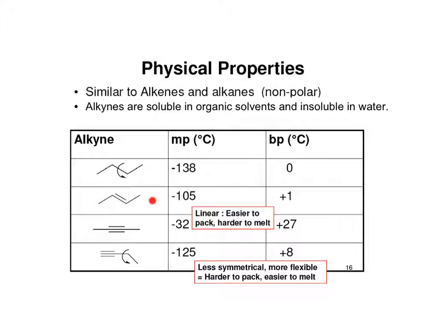So here, these all have 4 carbons, and the melting points of these 3 here are all negative 100 something degrees Celsius, but this one's only negative 32. So yes, it's still a very low melting point, but significantly higher than the other 3 examples. Now that has to do with the linear structure of this alkyne. Since the entire molecule is linear, these molecules can pack together much more easily, and that makes it harder to melt, and thus the higher melting point.